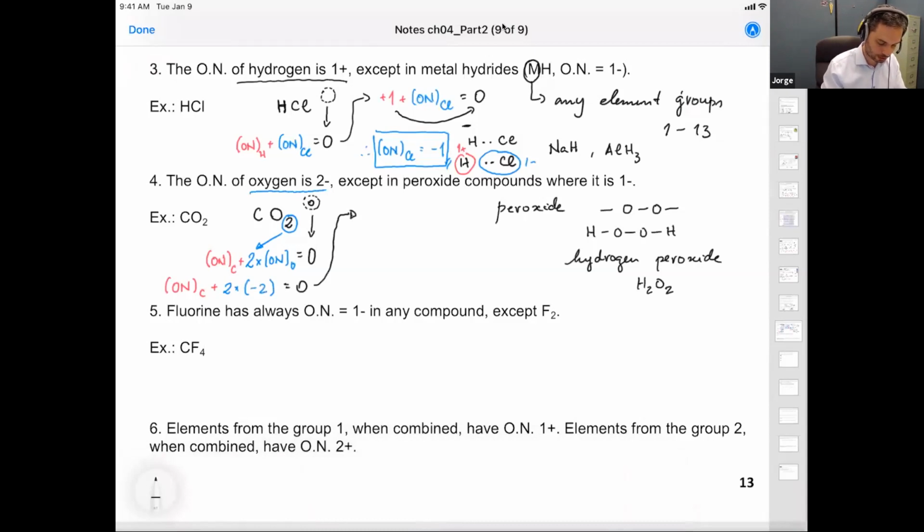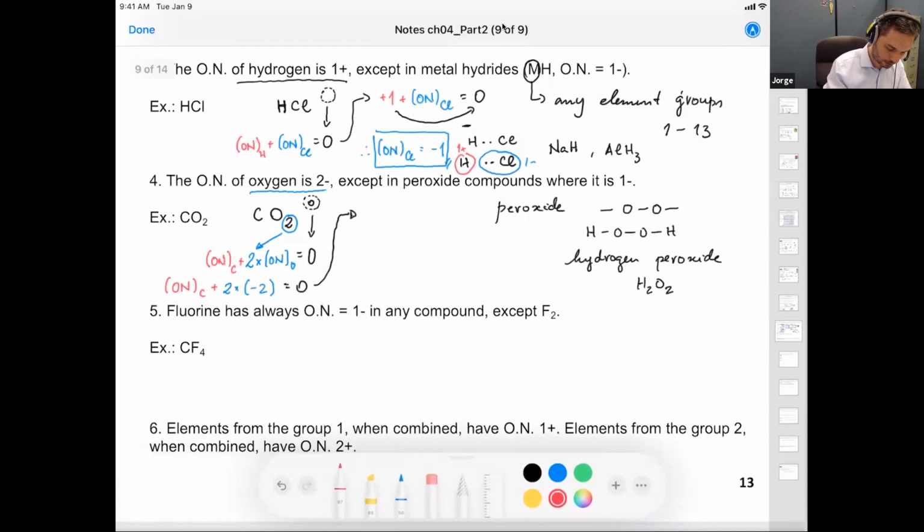Let's move everything to the top here. So let's rewrite here: oxidation number of the carbon plus 2 times minus 2, that's minus 4, has to be equal to 0. There is only one solution for this equation, so I'm going to move minus 4 to the other side, and that will change the sign. Therefore, the oxidation number of the carbon is equal to plus 4 or 4 plus. Okay, doesn't matter here.